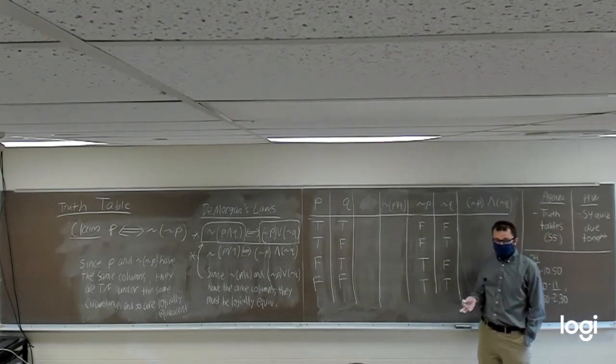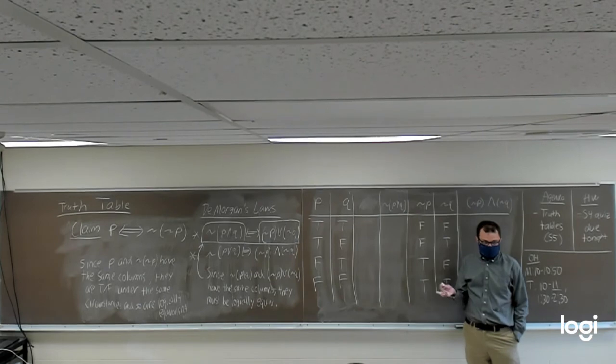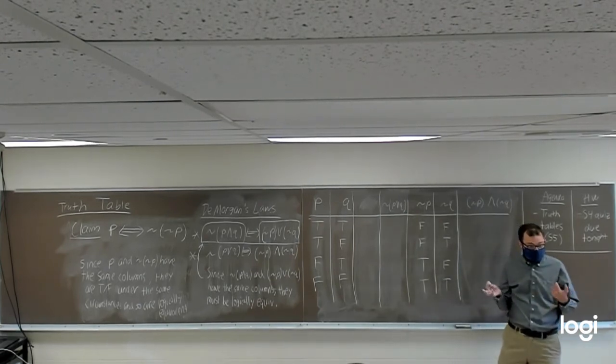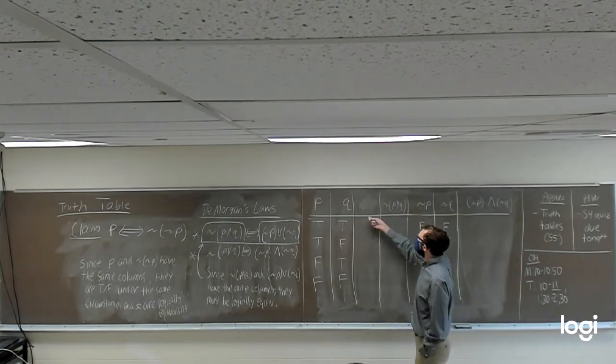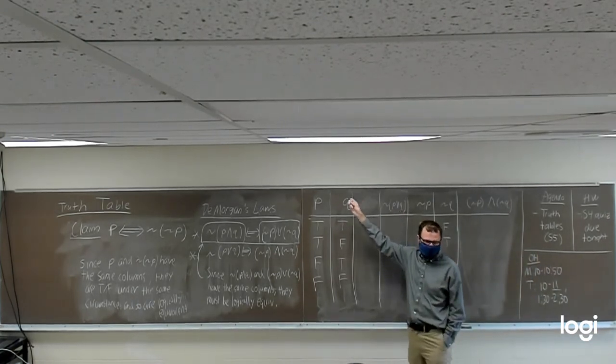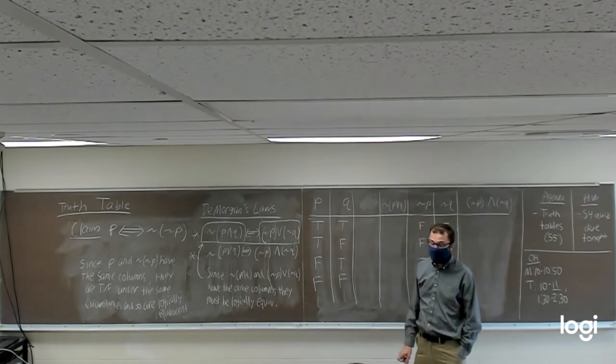Sorry to cut you off a little bit early, but we're a little bit short on time, so I wanted to get through one more example so you have something to look at going into the end of class. We have columns for P and Q already. I'm just going to recycle the same ones we used for the last proof.